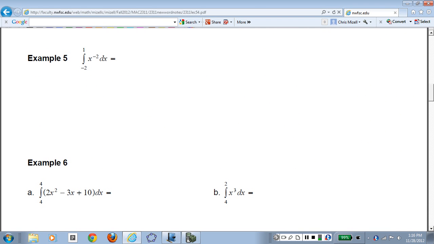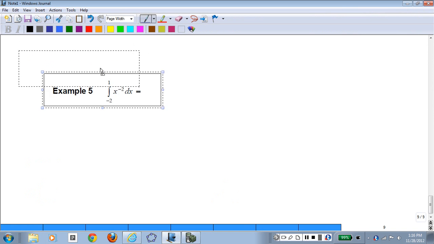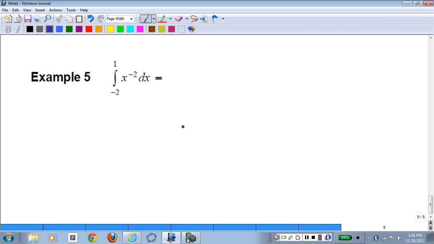Beware of vertical asymptotes. Okay, 1 over x squared. This has a vertical asymptote at 0, and we're integrating across 0, so this really should not make a whole lot of sense. This should be really kind of bizarre. So if we tried, we would get what?